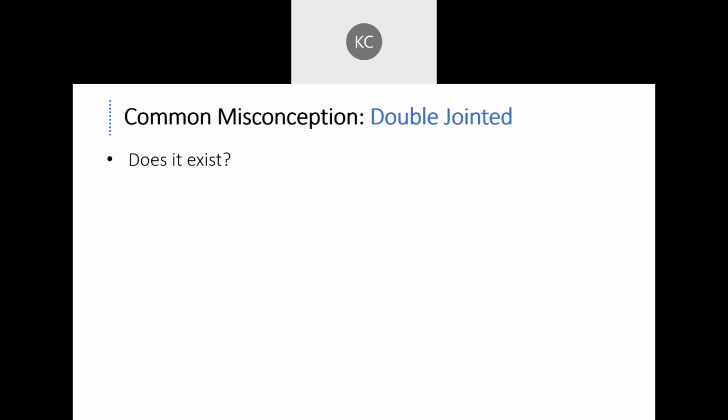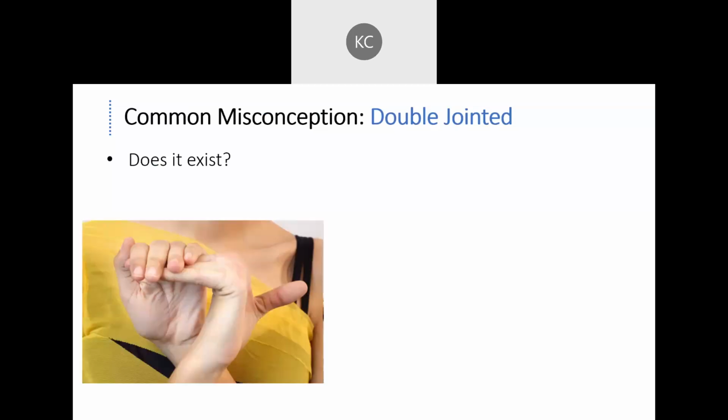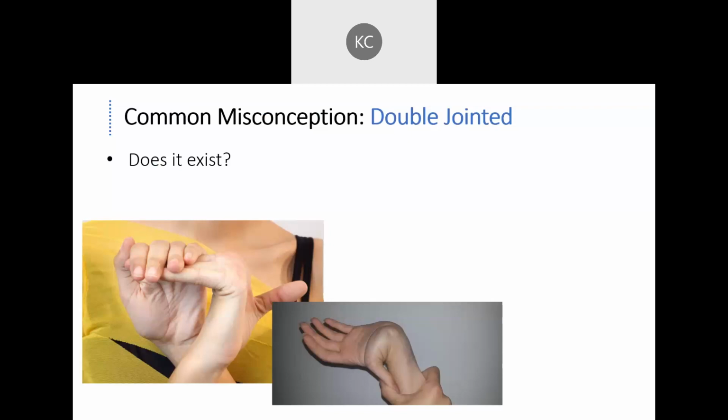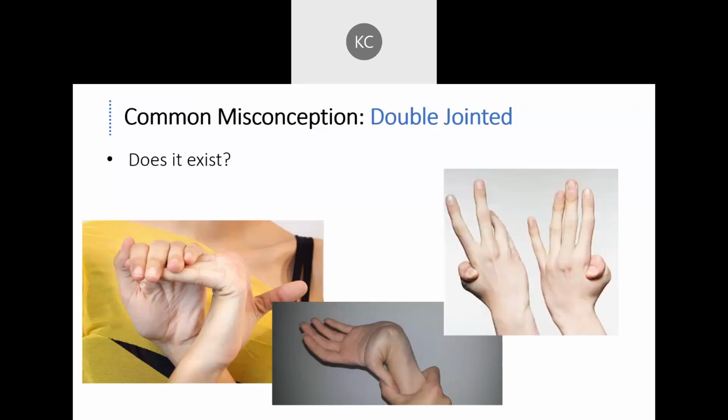So to begin, when talking about joints, it's important that we get a common misconception out of the way. And this is the misconception of being double jointed, right? So let me ask you, does double jointedness, somebody who is double jointed, really exist? Is this an actual thing? So when we say double jointed, we're talking about people who can do things like this. They may be able to move their thumb like this, or do this with their thumbs here, all right?